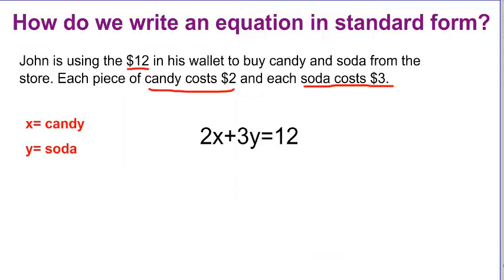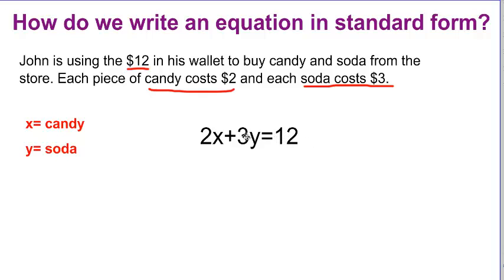How do we write an equation in standard form? Well, first we have to be given our situation. John is using the $12 in his wallet to buy candy and soda from the store. Each piece of candy costs $2, and each soda costs $3. If we let our variable x represent the pieces of candy and y represent the number of sodas, we can see that our equation should be $2 times each piece of candy plus $3 times each soda equals 12 total that he can spend.